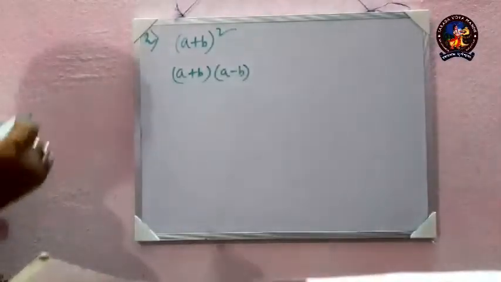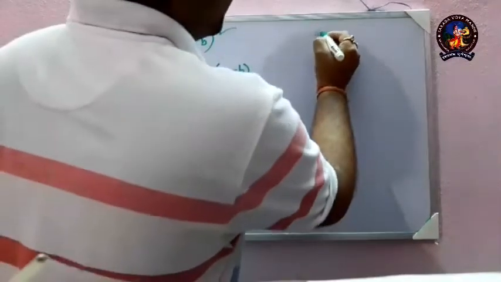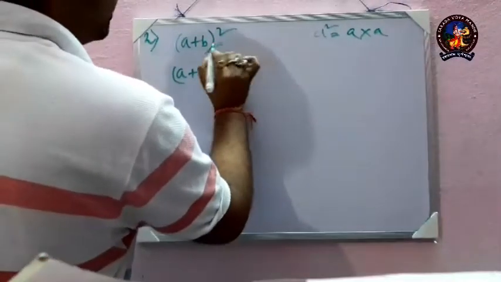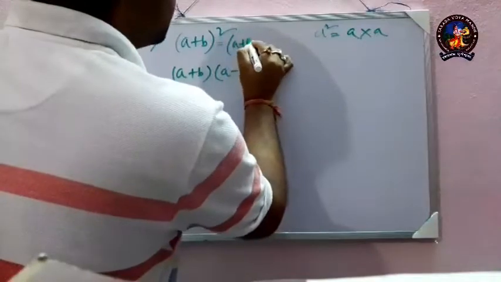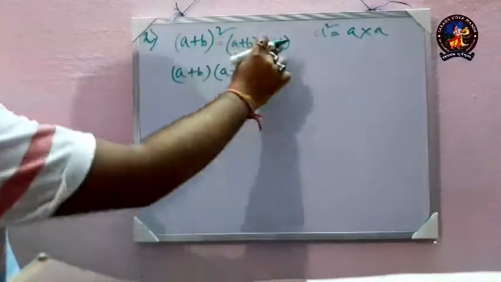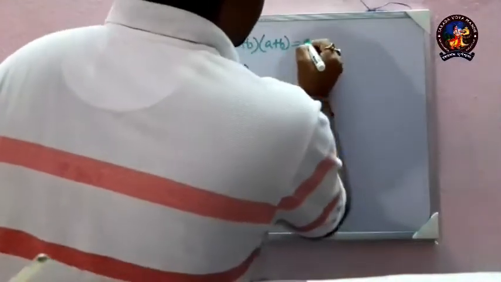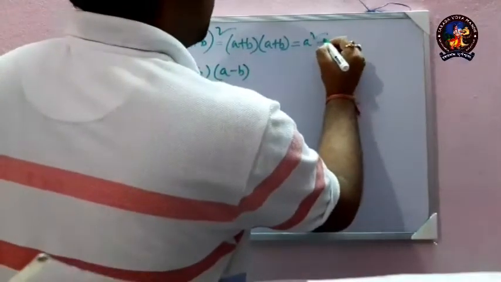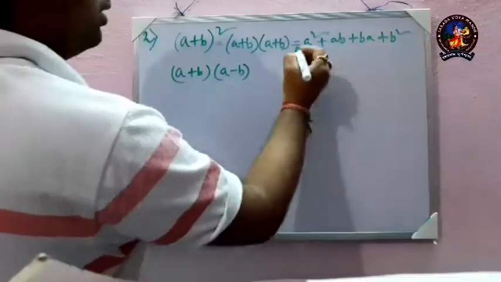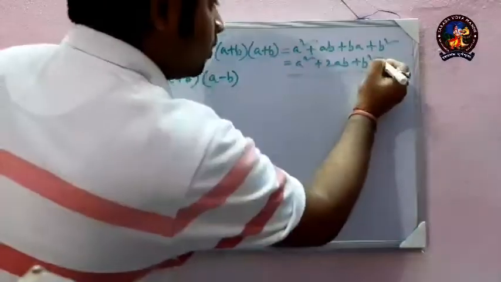Now this is a plus b whole square, right? We have learned that a square means a into a. So simply we can write a plus b whole square means a plus b into a plus b. Now multiply this. A square plus ab plus ba plus b square. This means a square plus 2ab plus b square.